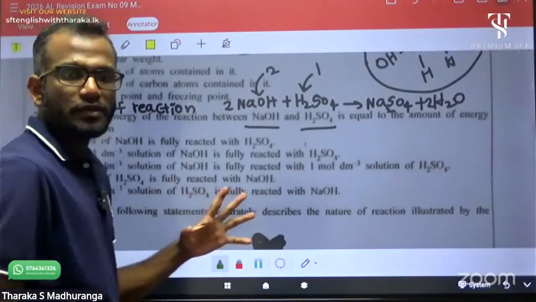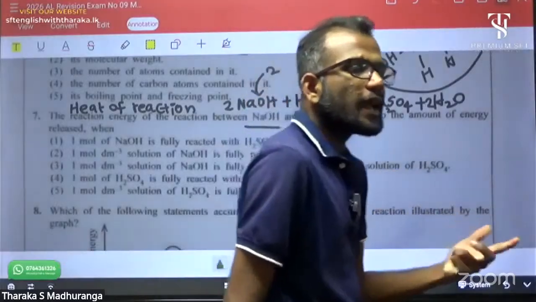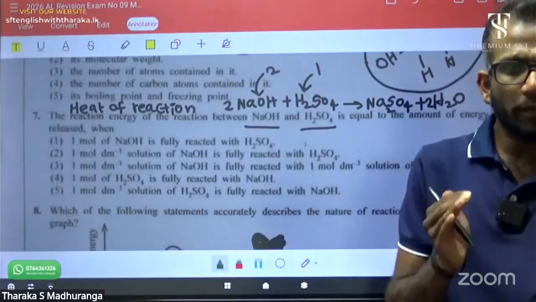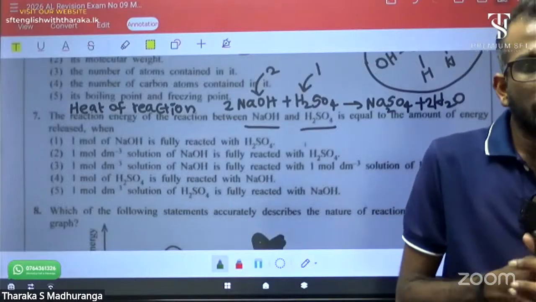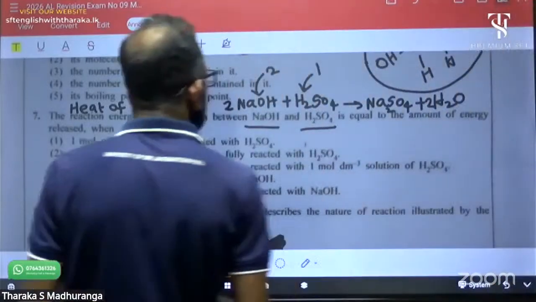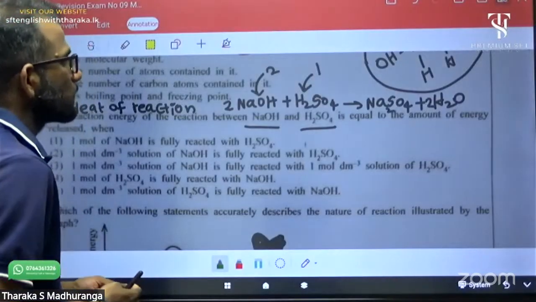Okay, first of all, we have to decide which reactant. Now we have 2 reactants, sodium hydroxide and sulfuric acid. We need to see which one finishes quickly. Which reactant is completely reacting?